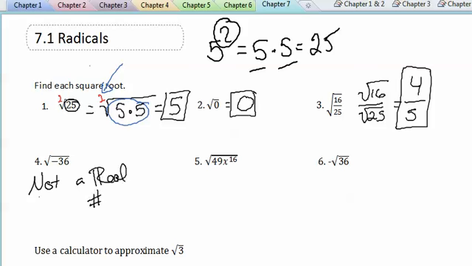If you're wondering, if it's not a real number, what is it? Well, we'll get to that later, but it's called imaginary. We'll show how to write that a little bit later. So you cannot take the square root of a negative number. That's important to remember.